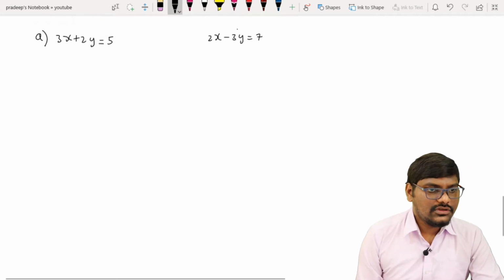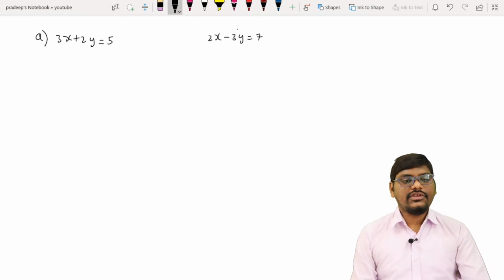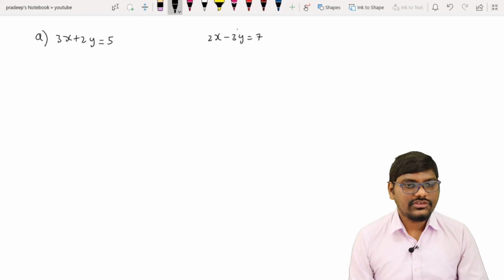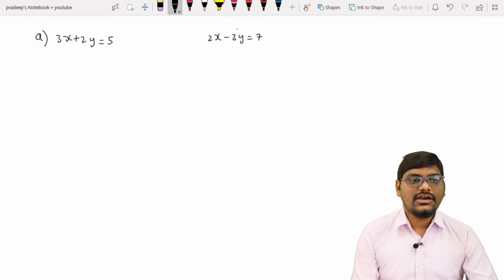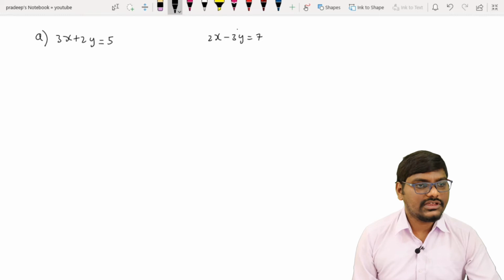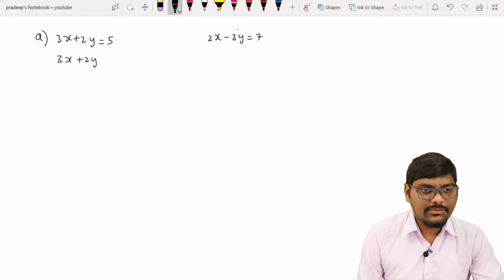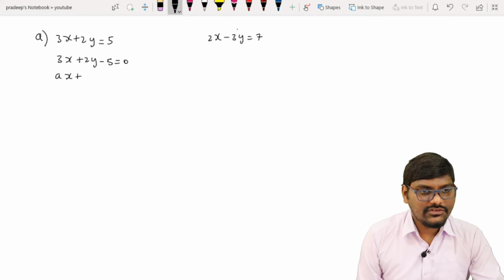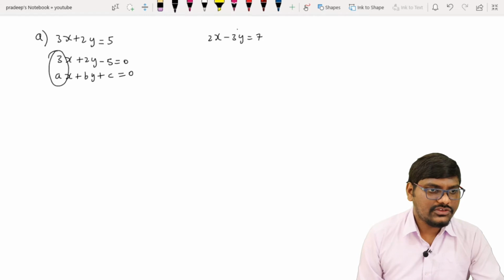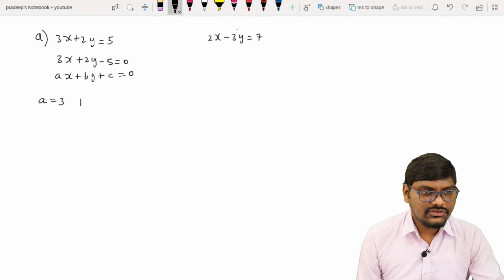Right. So first let's prove whether the given equations are consistent or inconsistent. Then we will go and draw the graph. So now this equation I can write as 3x plus 2y, I'm bringing this 5 to the other side, so this becomes minus 5 equal to 0. Now I'm representing this equation with the general equation, that is ax plus by plus c equal to 0. So now a is equal to 3, b is 2 and c is minus 5.